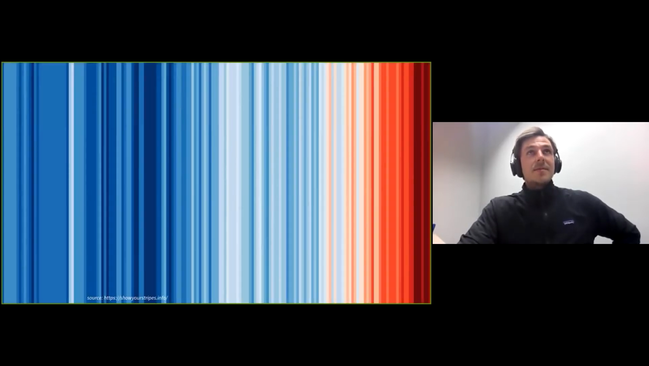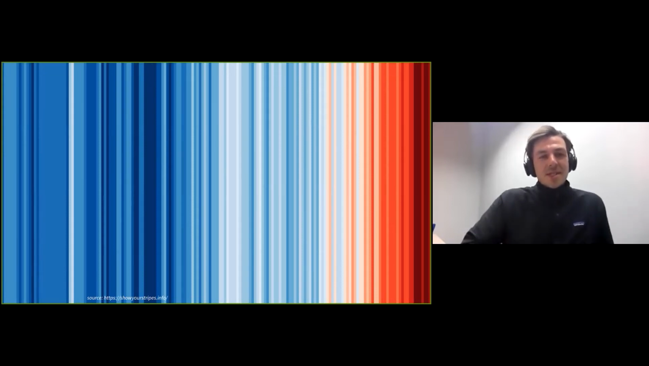So maybe some of you have seen this picture here, and at first it looks quite innocent and maybe even visually appealing. But what it actually shows is the warming of our planet. These bars each represent either a warmer or a colder year, and red marks hotter than average and blue colder than average.